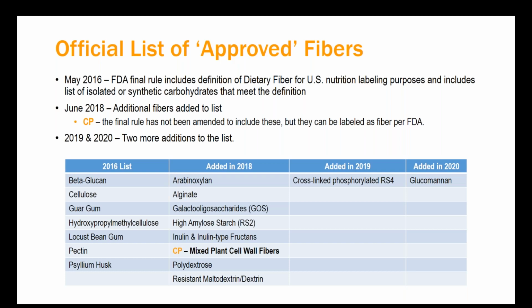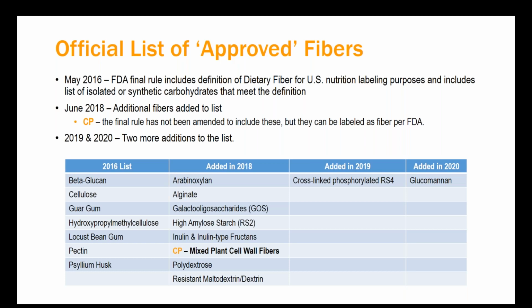So May 2016, that was when the final rule was established, and they came out with the first 7 isolated synthetic carbs that meet the definition of fiber. So you can see those there, and then after that list came out, several people submitted petitions because they were using other sources of fiber and wanted them to be declarable. So the FDA reviewed that data, and in June 2018 came out with 8 more fibers.